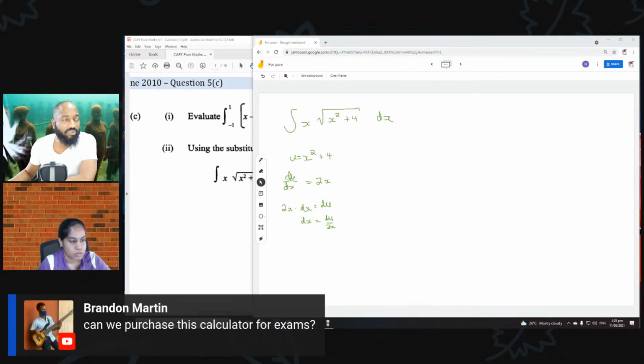Can we purchase this calculator for the exam? Of course. People have done it.